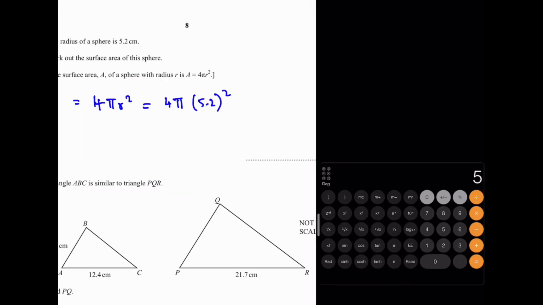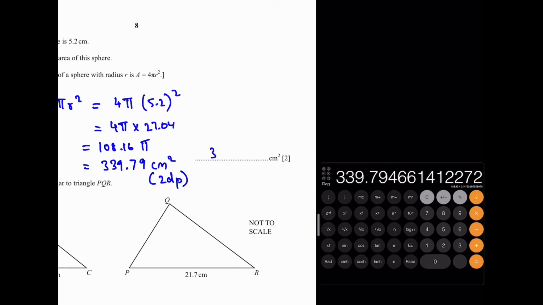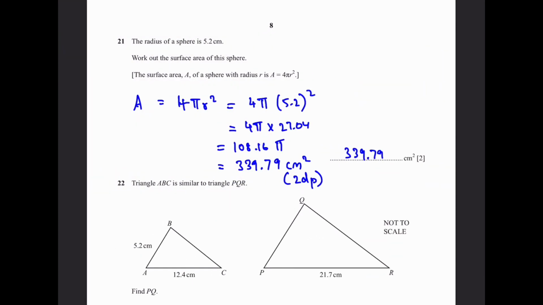Here we are, 5.2 squared, which is equal to 4 pi into 27.04. So let's multiply this by 4, which is equal to 108.16 pi. And now let's multiply by pi, which is equal to 339.79 centimeters squared to 2 decimal places. Let's write down the answer. Let's move on to the next question, 22.